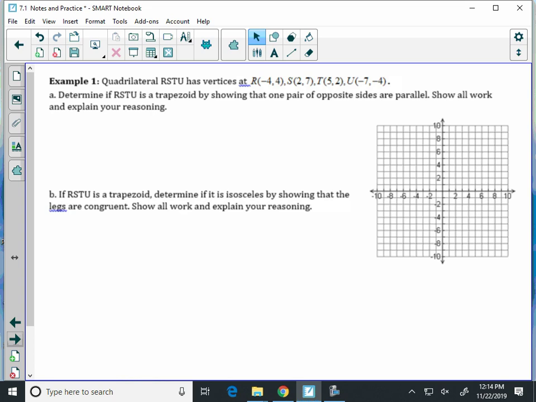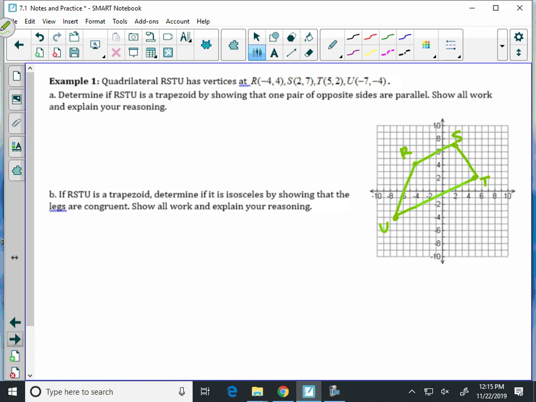So what you're going to do is plot your points. First, plot the figure and label. Draw your quadrilateral. Label your points. That's really important to label. That helps you organize your work. And we just have to show that one pair of opposite sides are parallel to each other, meaning one pair of opposite sides have the same slope.